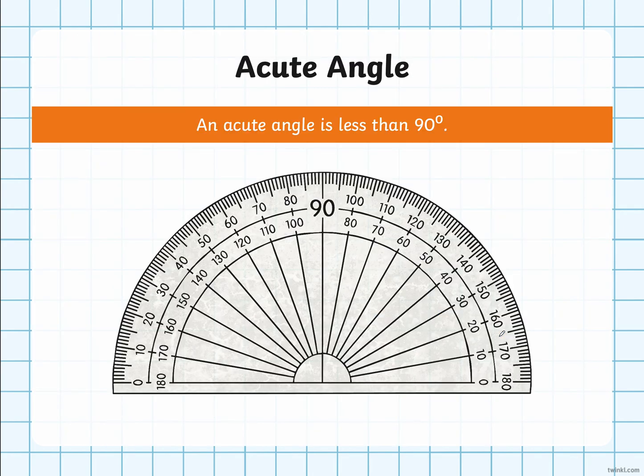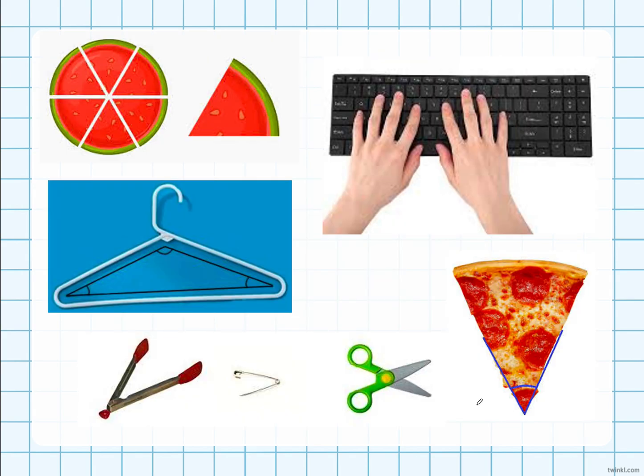Acute angles are less than 90 degrees. So this is an acute angle. Think about an acute angle: we often call small things like small puppies or small children cute. So think about acute angles as being cute little angles, small angles. Here are some examples of acute angles in real life.